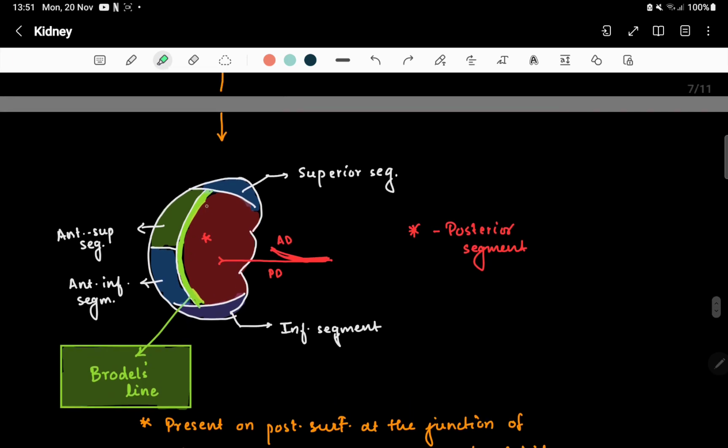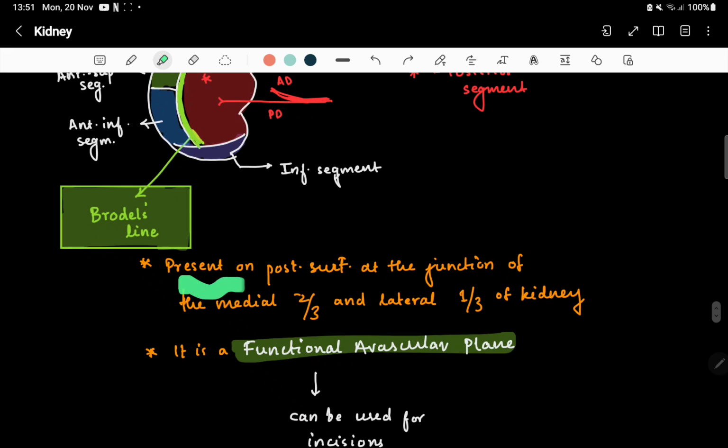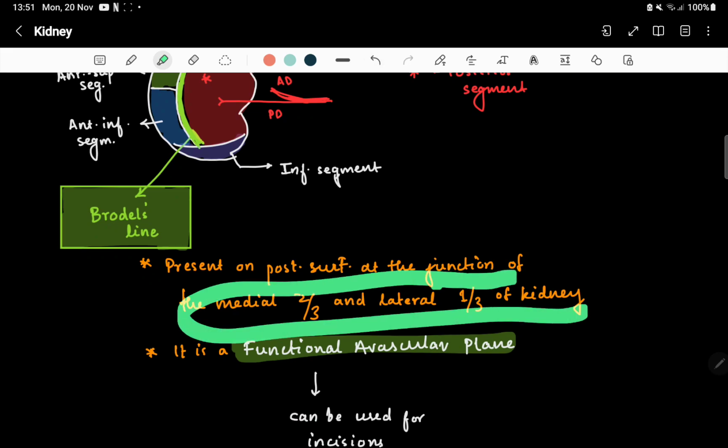And here a line is present which is called Brodel's line. This Brodel's line is present on the posterior surface at the junction of the medial 2/3 and the lateral 1/3 of the kidney.